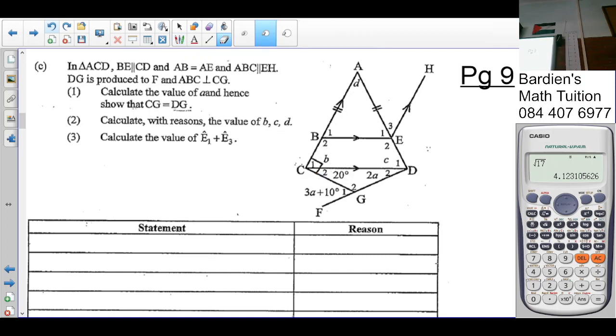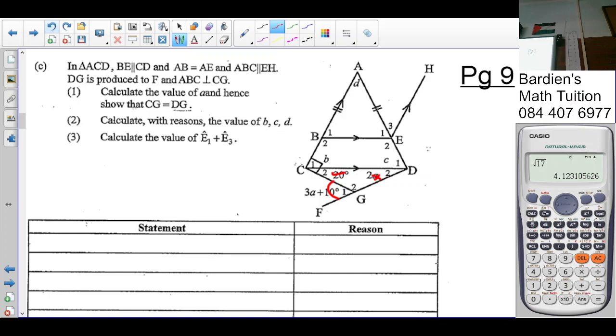The first question says, calculate the value of A and hence. Okay, so let's calculate A quickly. There's A. Can you see a 3A plus 10? Exterior angle is equal to the sum of the two interior opposites. So there you got A sorted. And all the angles marked there can also be calculated once you've got the value of A. Am I going too fast?